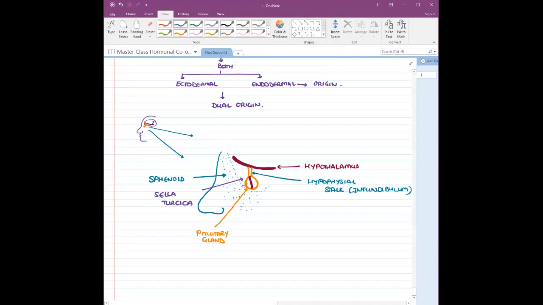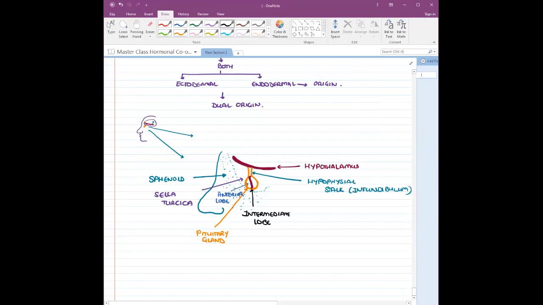So we have this front part. Remember, the part which faces the nose is called your anterior lobe. Then the second region, which acts like a small cleft, is going to be your intermediate lobe.